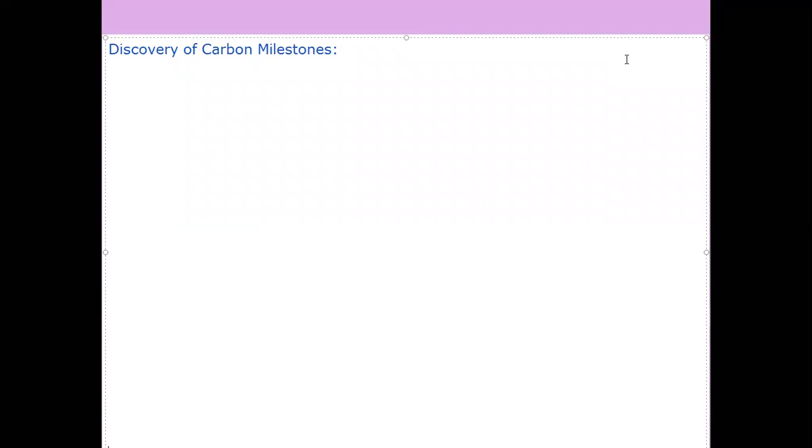First, how the carbon milestones were discovered. In ancient times, people knew carbon in the form of soot, charcoal, graphite, and diamonds. Soot means lamp black. But at that time, people did not realize these substances were different forms of the same element.